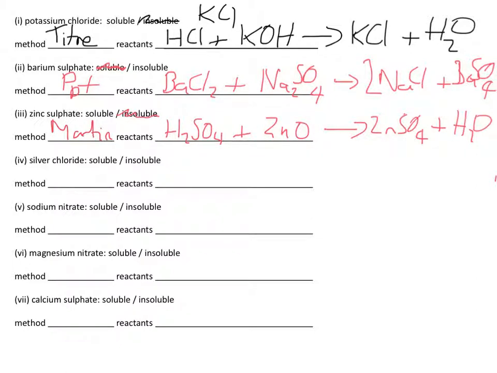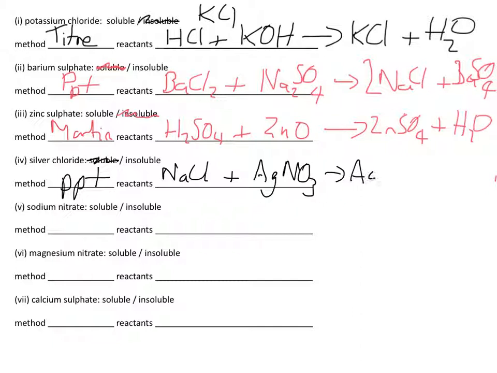Number 4, silver chloride. Let's have a look at the table. Silver chloride is insoluble, so we're going to have to use the precipitation method, and we need to choose 2 soluble substances to provide the silver and the chloride. Let's start with the chloride, a nice easy one, a common substance which dissolves in water containing chloride ions, could be sodium chloride. And then we need to think of a soluble silver salt, so let's choose silver nitrate, because most nitrates are soluble.